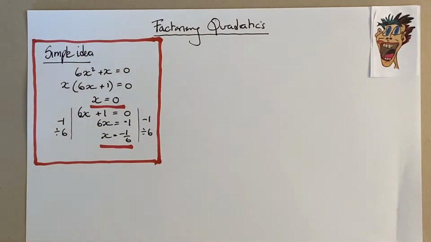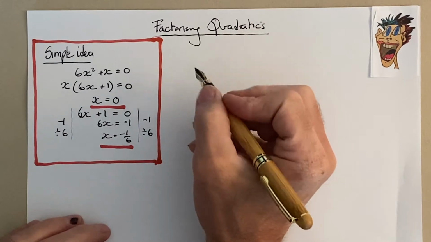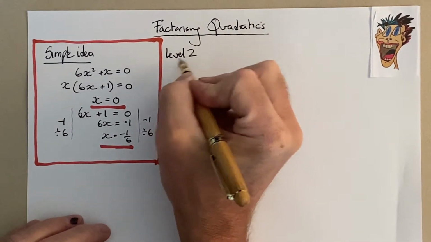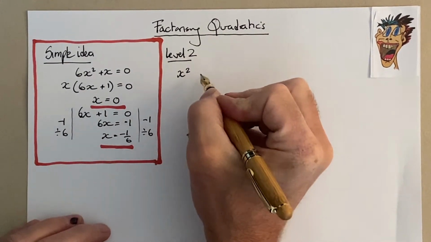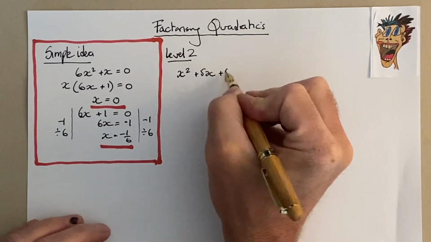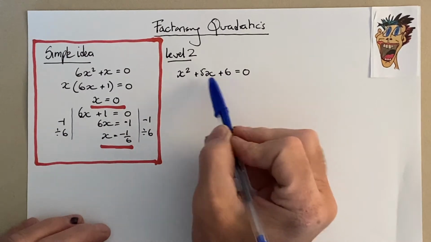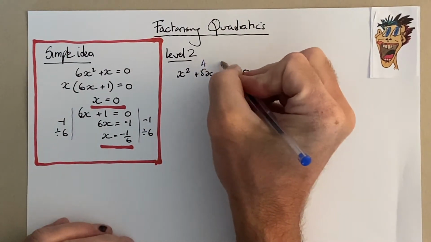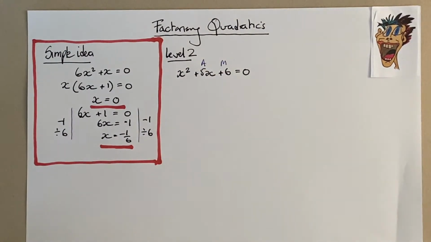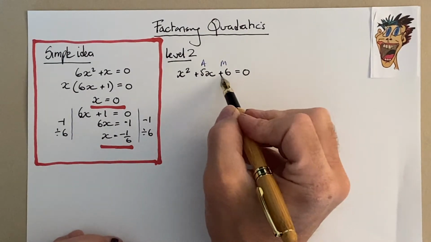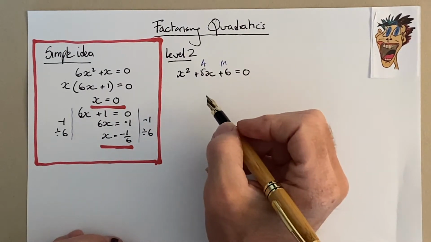But what happens when we have a question that has an extra thing, like a constant to it? Let's call this level 2. So for instance, if we say x squared plus 5x plus 6 equals 0. We can't factorise because we haven't got an x there so easily. So what we do is we put a and m there. And what I need to be able to do is find 2 numbers that multiply to make plus 6, that when added make plus 5.